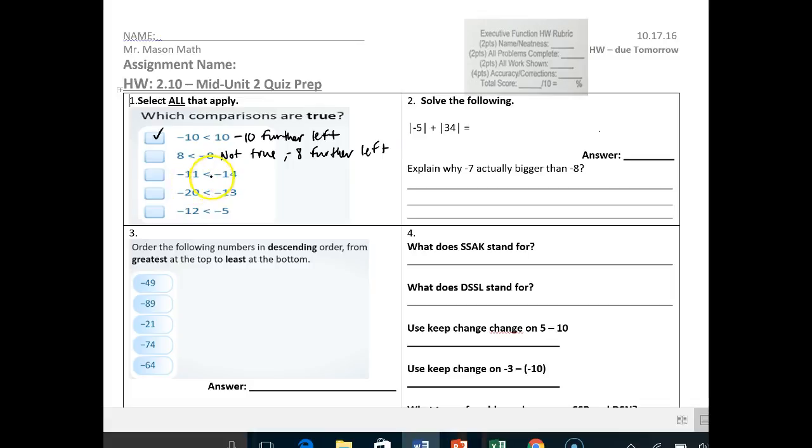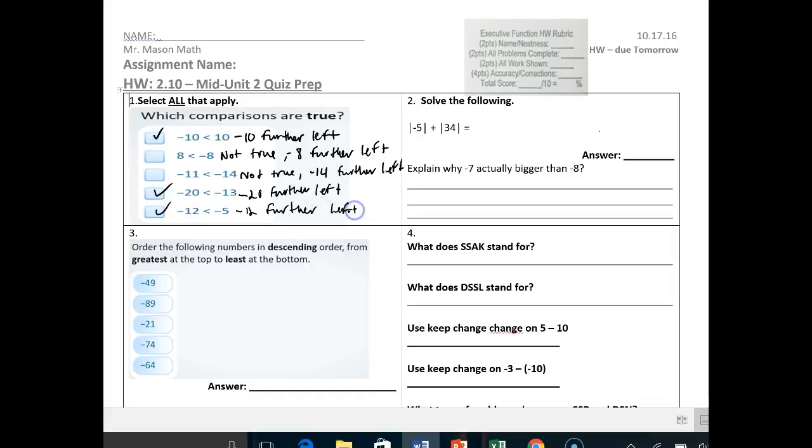Negative 11 is less than negative 14. Also not true because negative 14 is further left. Negative 20 is less than negative 13. That is true because negative 20 is further left. And negative 12 is less than negative 5. That also is true because negative 12 is further left.